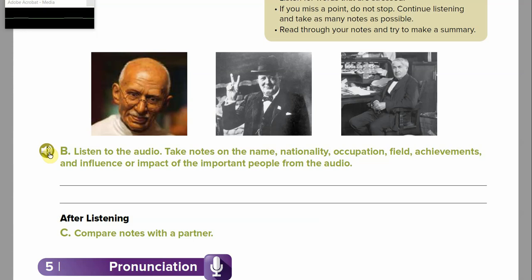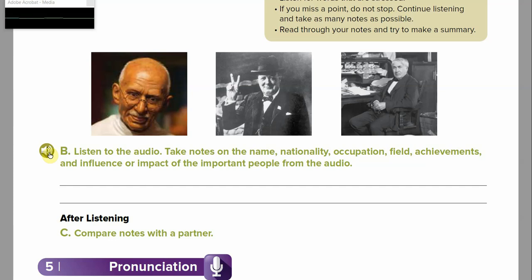Listening. Activity B. Listen to the audio. Take notes on the name, nationality, occupation, field, achievements, and influence or impact of the important people from the audio. Who are the most influential people of the past? Historians still debate the issue of the most influential people in history, going back to ancient times.